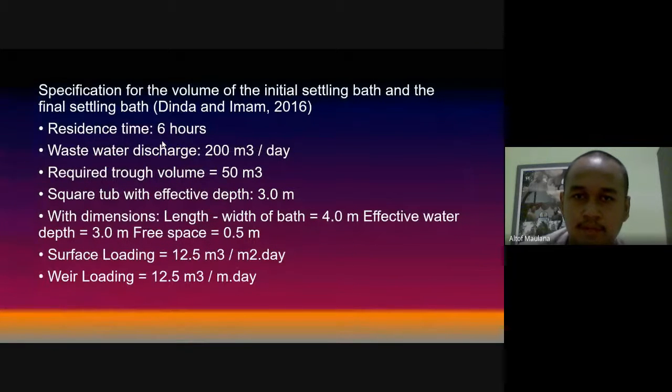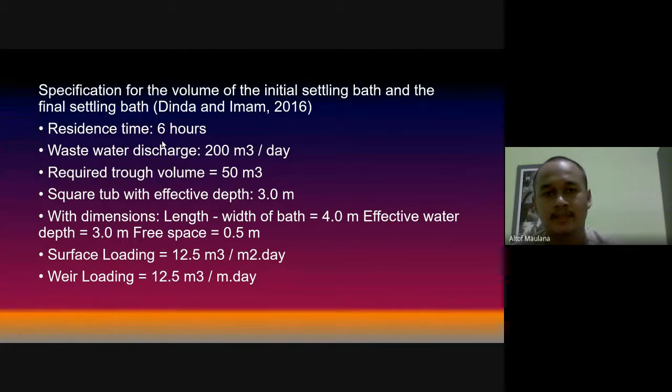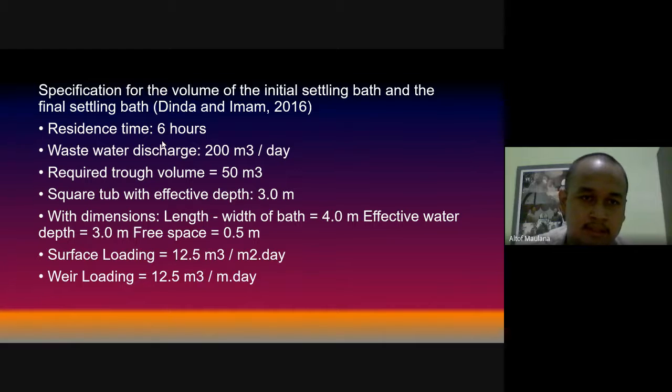Specification for the volume of the initial settling bed and the final settling bed from Dinda and Imam, 2016. Residence time is 6 hours. Wastewater discharge is 200 cubic meters per day. The required volume is 50 cubic meters. Square top with effective depth of 3.0 meters. With the dimensions, length and width of the bed are 4.0 meters. The effective water depth is 3.0 meters.